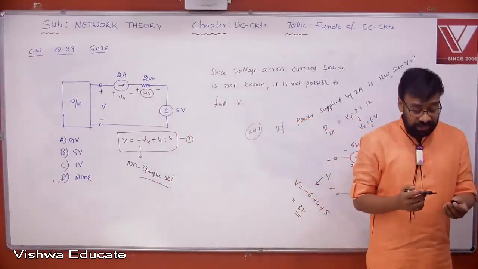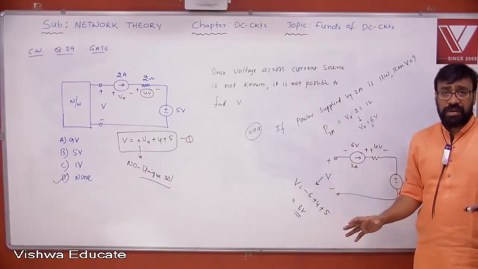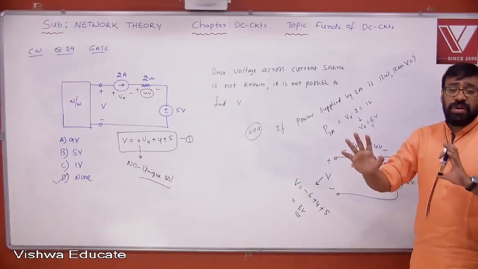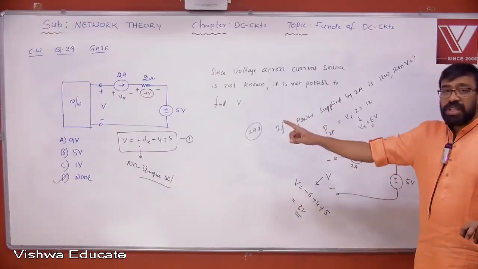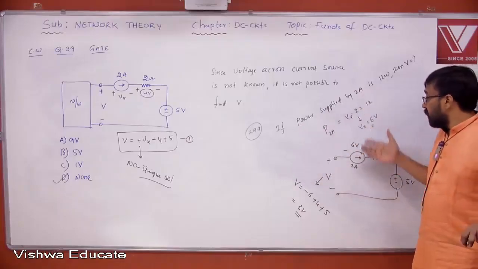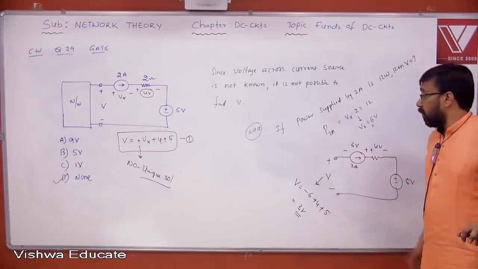So if the power is given, then you can find it. But in the original problem, the power is not given. He simply mentioned to find the V value, always equal to, and it is not possible unless we know the value of Vx. But in this problem 29A, you can calculate like this, because tomorrow the problem may change. So please note this down.